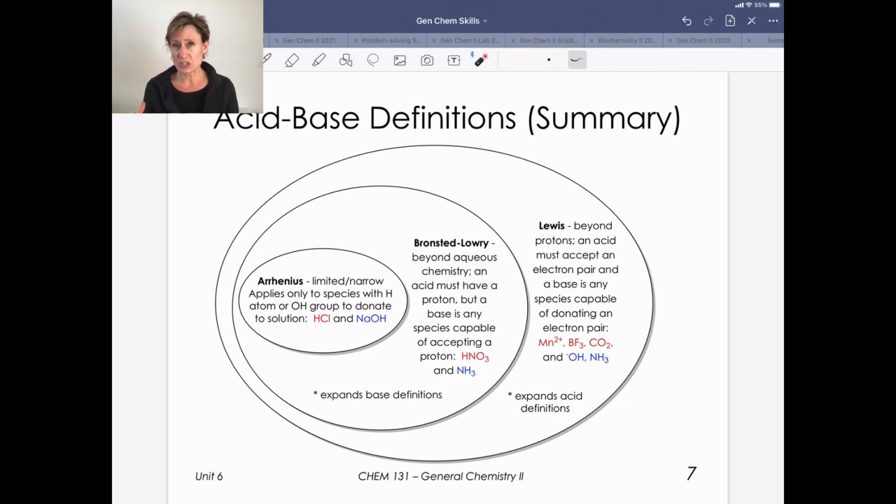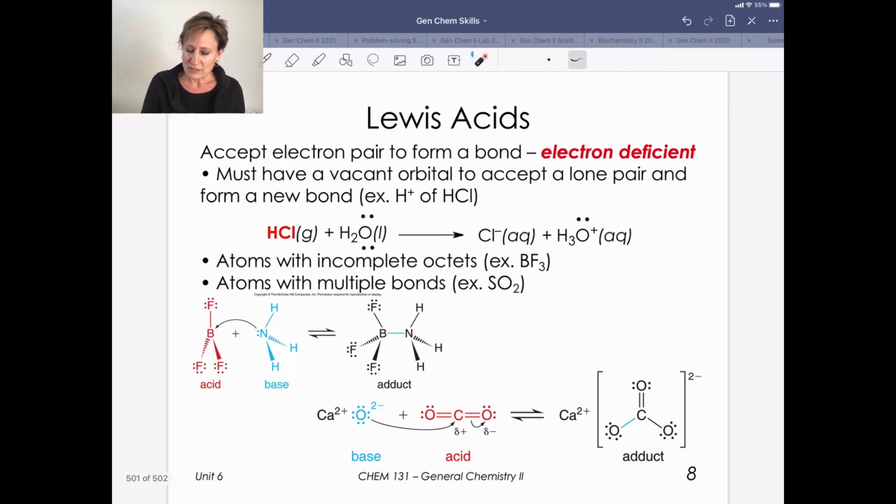So being able to understand that something is either electron rich or electron deficient. So Lewis acids we define as things that are electron deficient because they're willing to accept a pair of electrons to form a bond. Now they have to have a vacant orbital to accept that, and protons are absolutely willing to accept a lone pair.